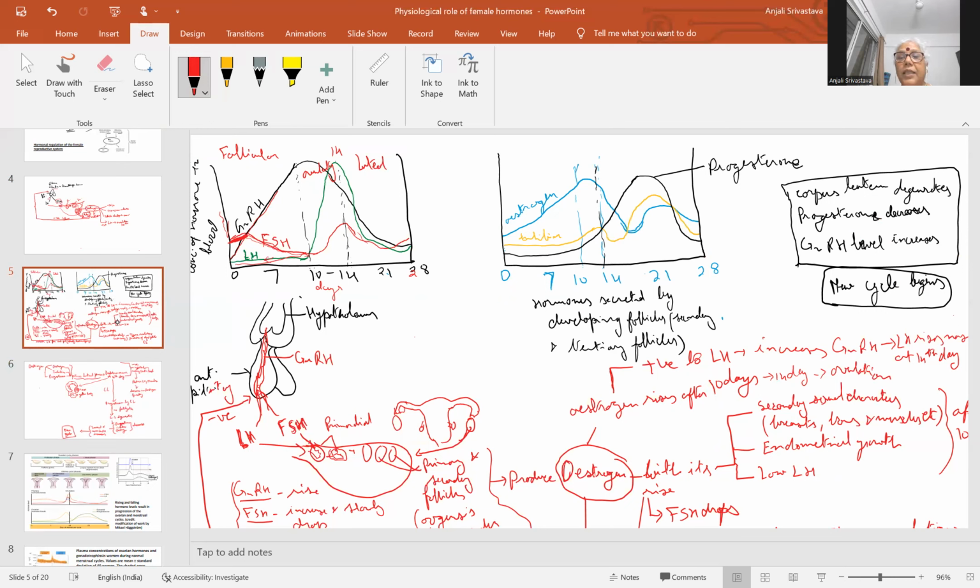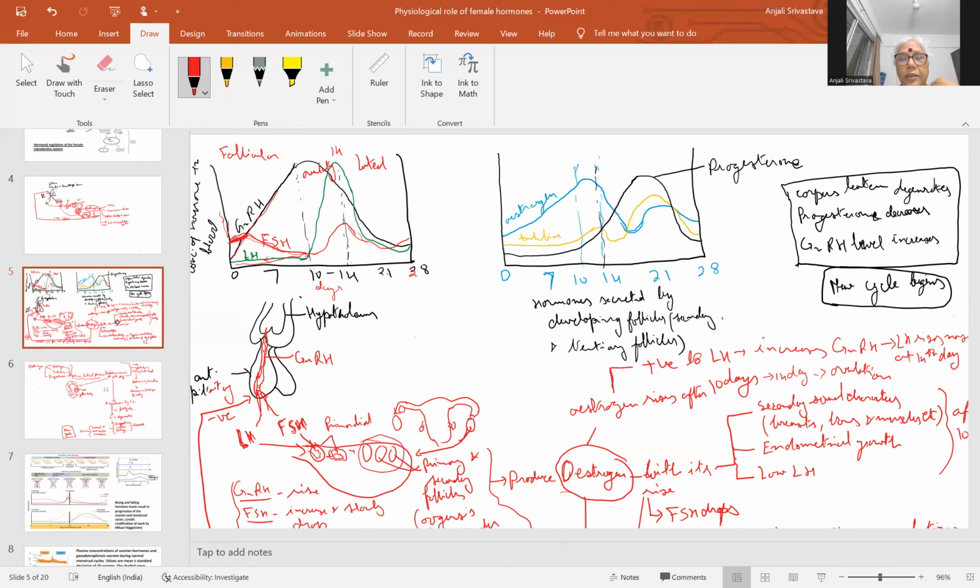Now, this is the second graph. Here, the action of estrogen and progesterone we can see very distinctly. So this is where the estrogen is produced. This is the short chart: Hypothalamus, GnRH, LH, FSH. LH and FSH enhance the oogenesis.